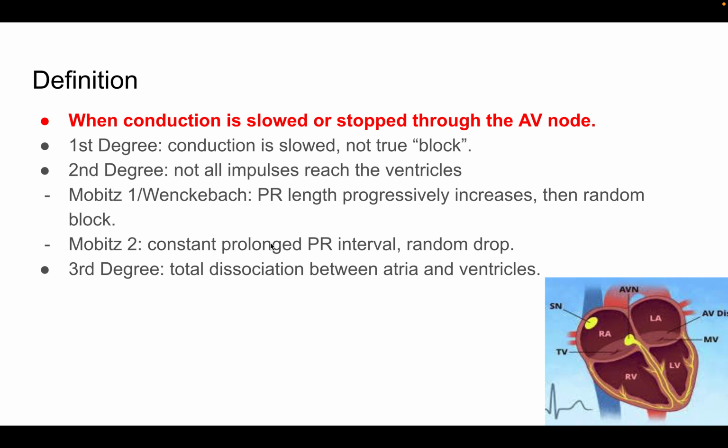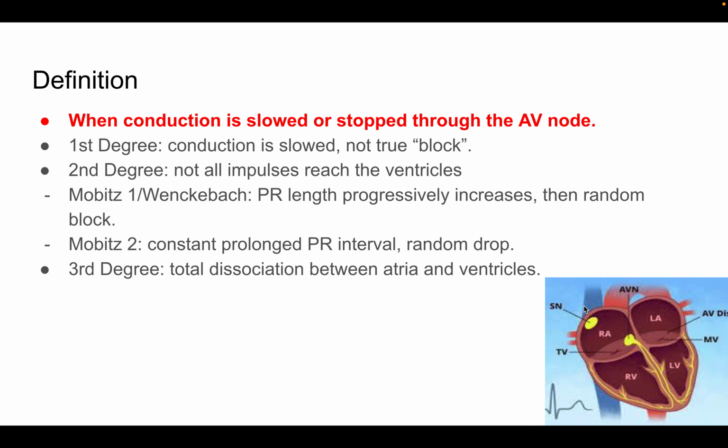Mobitz 2 is when this impulse is generated, it hits this, it's delayed at a specific interval each time, and then there's just a random drop, maybe after the second or third impulse. So the SA node fires, goes to the AV node slow but gets through. The SA node fires to the AV node slow, same slowness, gets through, and then finally just one of these impulses doesn't go through. That's Mobitz 2, and it'll make more sense when we go over the EKG in just a minute.